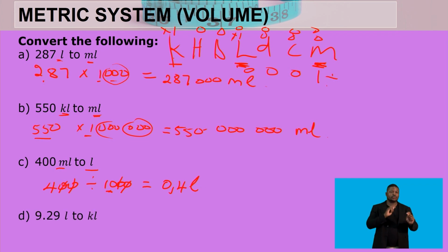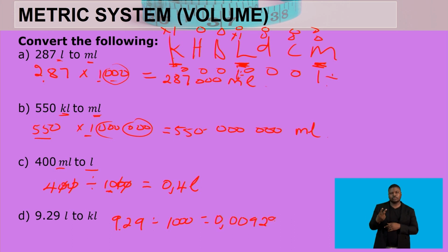The next question, we are converting 9.29 liters to kiloliters. We're moving from liter to kiloliter. You put a 1 from liter and zeros up until you get to kiloliter, but we are also dividing. So we're going to say 9.29 divided by 1,000. Let's use the calculator. You say 9.29 divided by 1,000, which gives us 0.00929 kiloliters.